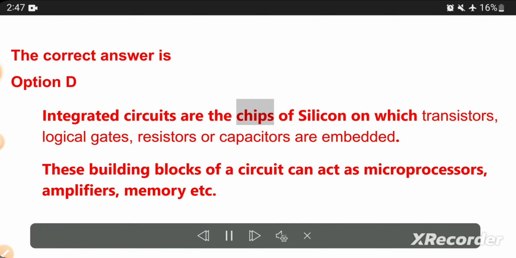Integrated circuits are the chips of silicon on which transistors, logical gates, resistors or capacitors are embedded. These building blocks of a circuit can act as microprocessors, amplifiers, memory, etc.